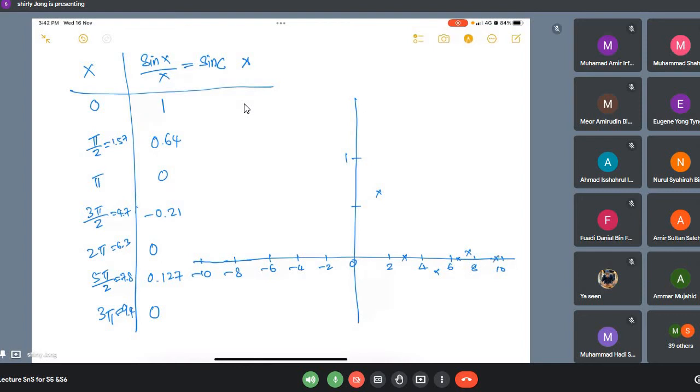At 9.4, you get 0. Okay, and then this one, if I plot, just now I got one here, so I connect all the line. It's not easy to draw.